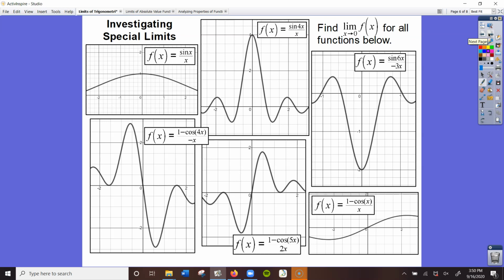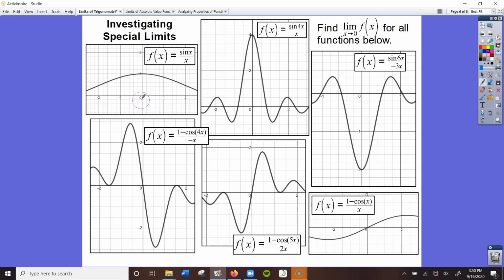Now we're going to have a look at some very special limits. Special limits are pretty much the shortcuts that we can take when we're finding limits of trigonometric functions. For all of these, we're going to find the limit as x is approaching 0 of f of x. I have given you the equation so we can look at the equation and compare it with our answers. But we're going to find the limit using the graphs.